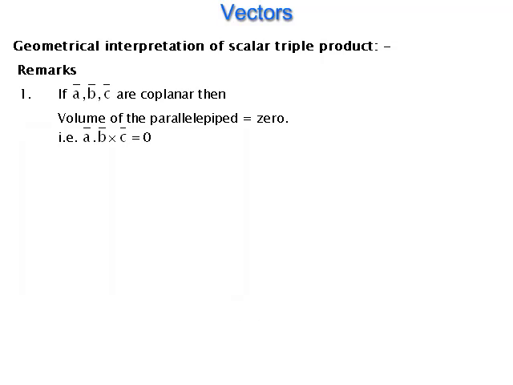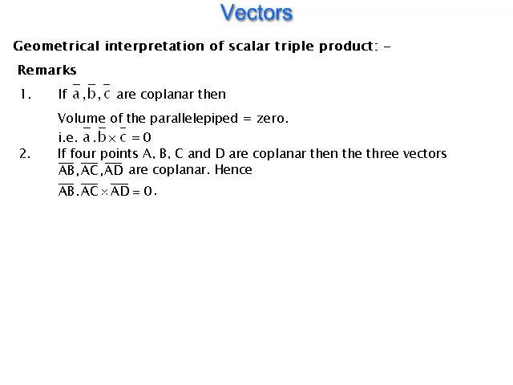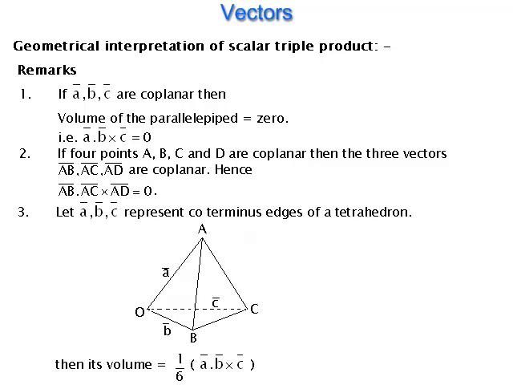Remarks. Number 1. If a bar, b bar, c bar are coplanar, then the volume of the parallelepiped is 0. Hence, we can say that the three vectors a bar, b bar, c bar are coplanar if their box product equals 0. Number 2. If 4 points A, B, C and D are coplanar, then the three vectors AB bar, AC bar, AD bar are coplanar. Hence, the box product AB bar dot AC bar cross AD bar equals 0.